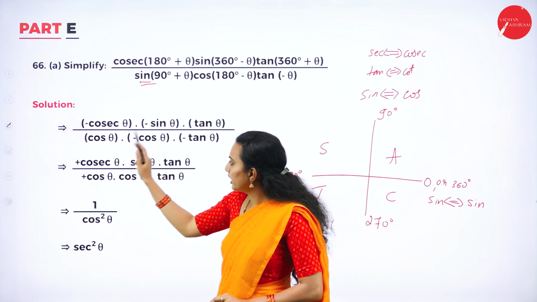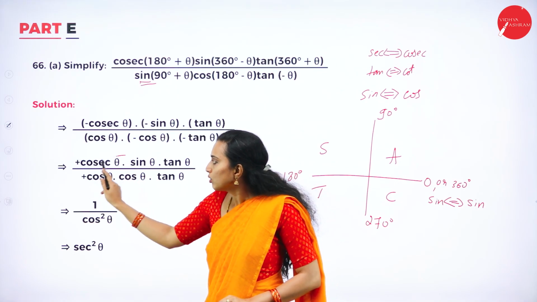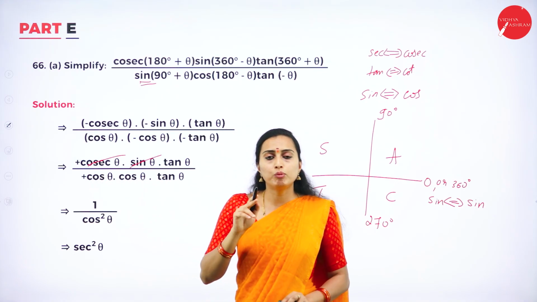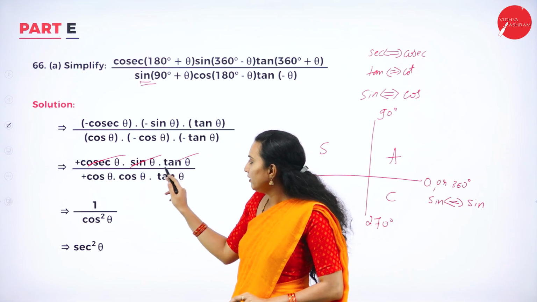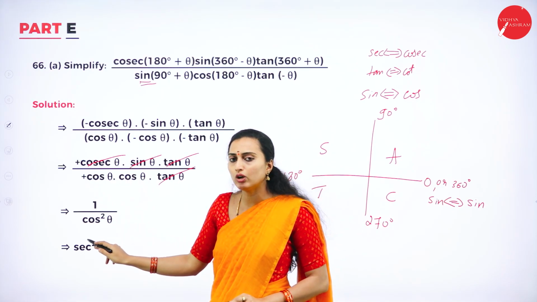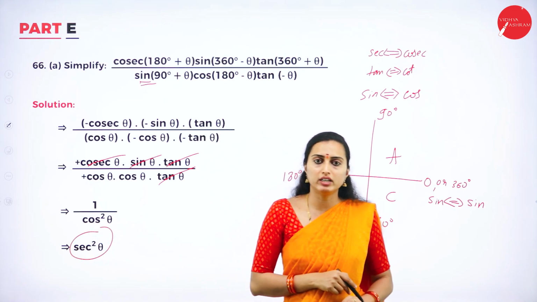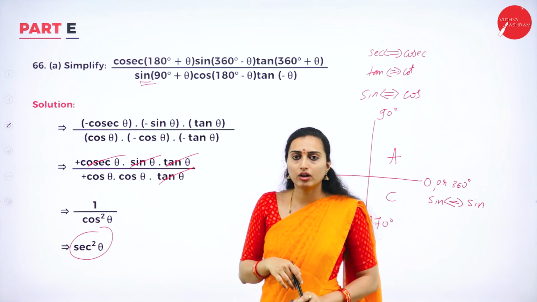Here, negative into negative will become positive. Here, cosecant is a reciprocal of sine. Both will get cancelled and tan will get cancelled. Remaining is 1 over cos theta into cos theta, which is 1 by cos squared theta. 1 by cos squared theta can be written as secant squared theta. And this is the answer you are going to get.